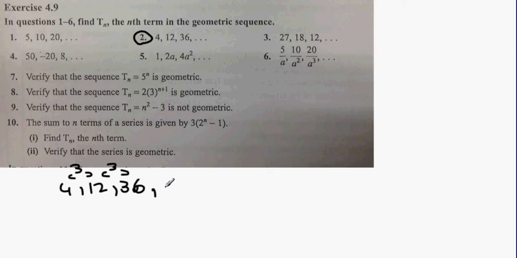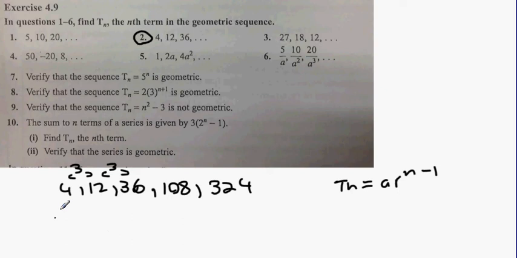So the next number after that will be 108, followed by 324. Multiplied by 3 each time, okay? And this is what's called a geometric series. In a geometric series, okay, what we have is a general formula, okay, and the formula for Tn is a r to the n minus 1. Now, this a r to the n minus 1 represents Tn.